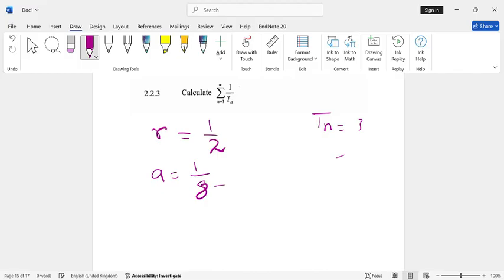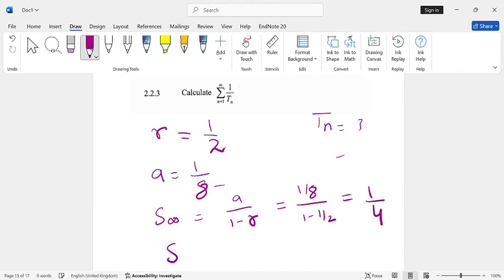As you can see, the summation is from 1 to infinity, so I'm going to put in my values. The formula we have is S infinity equals a over 1 minus r. So I'm just going to put my values: 1 by 8 over 1 minus 1 by 2. After simplifying this equation, we get 1 by 4. So S infinity equals 1 by 4. All right, this is the required answer of this question.